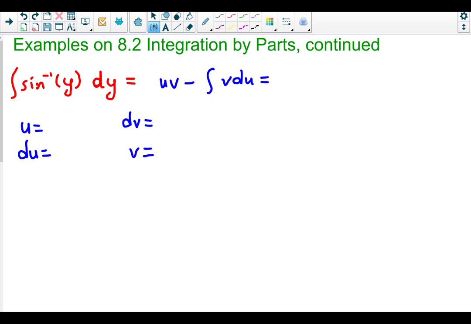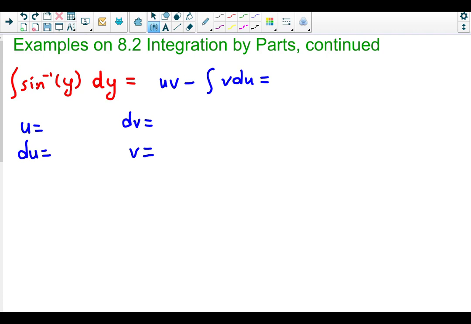Hi everyone, welcome back. In this segment, we are continuing on solving examples involving integration by parts. We have already seen the formula, and we're going to see some of the unusual examples here. For example, how do you integrate arc sine of x, also known as sine inverse of y dy? This is a little bit similar to the ln x example we did in the last segment, where it's a single function, not a product, and yet integration by parts can still be applied.